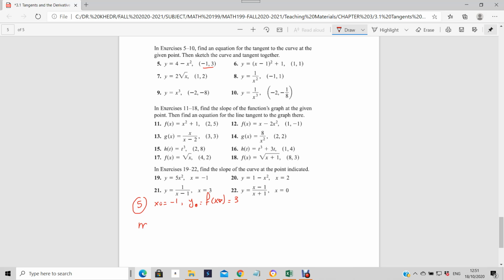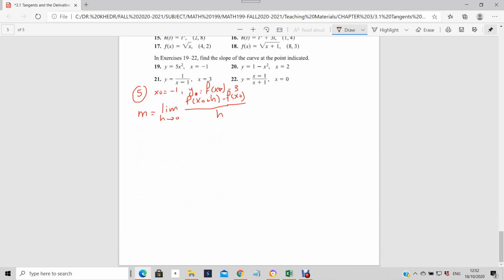Now we'll go back to the definition and say the slope equals the limit, as h goes to 0, of f of x0 plus h minus f of x0, divided by h. So f of x0 is 3, but how about f of x0 plus h? We have to find it first, okay? So here we have to find f of x0 plus h, which is f of -1 plus h. So we have to substitute in the function x by -1 plus h.